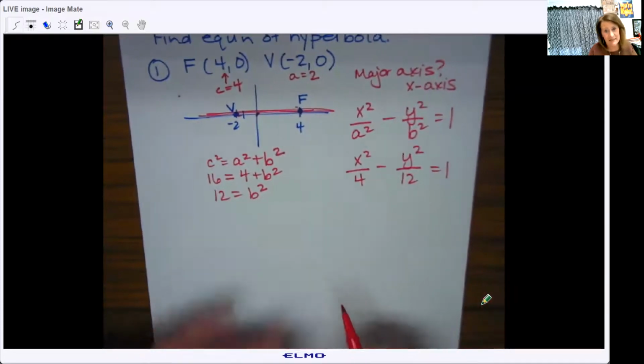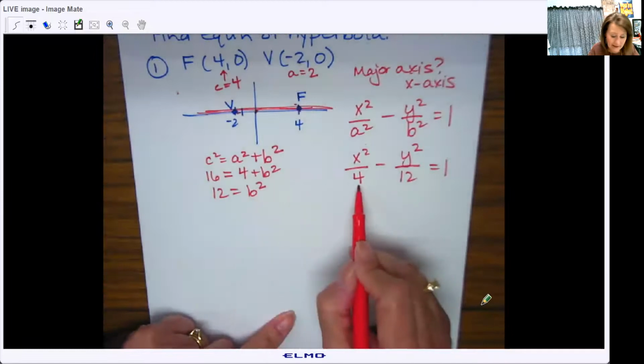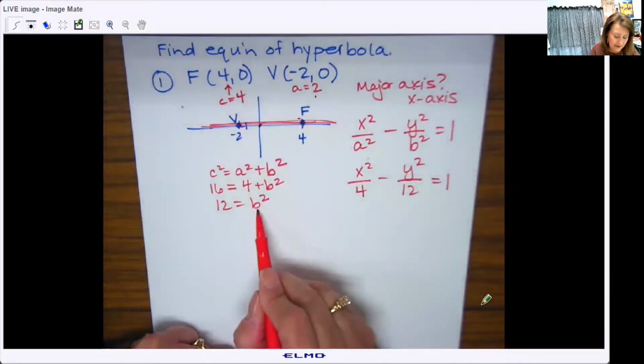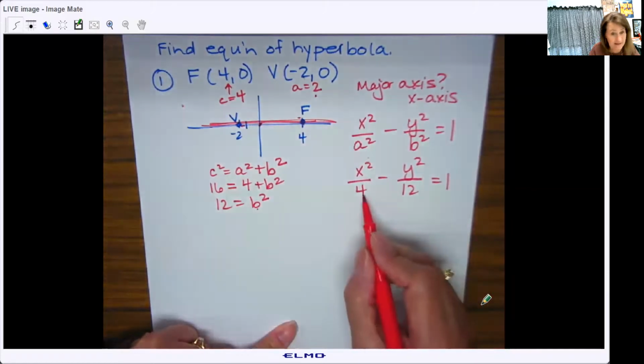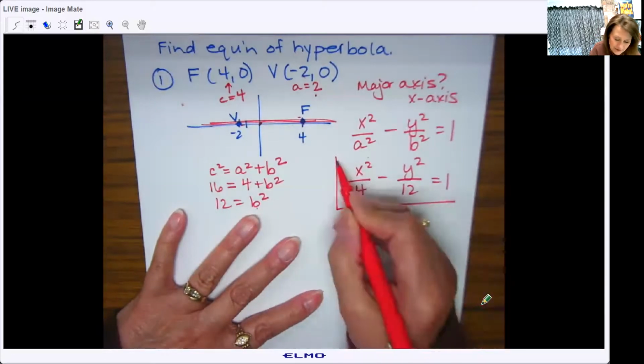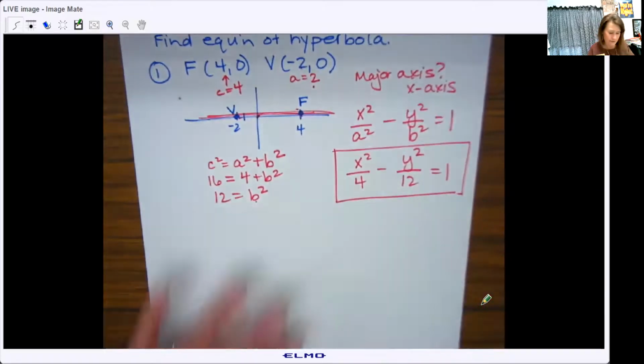This is a great example to show you that a is 2 here, and b is the square root of 12, that a is not necessarily bigger than b in the hyperbola. So that is a great example to show you that.